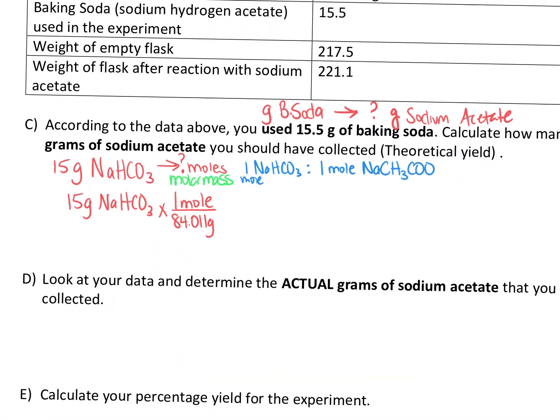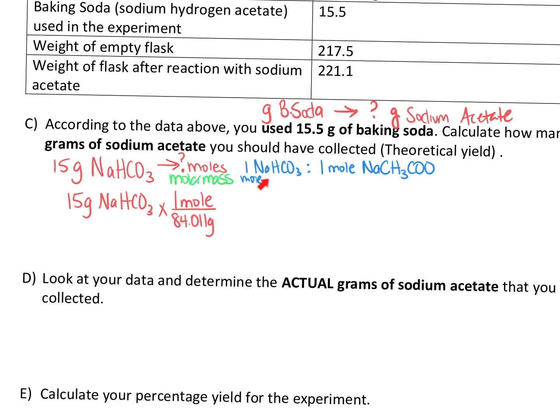Again, because my balanced reaction only tells me how many moles react and how many moles get made, I need to take my 15 grams and get that into moles, so that I know how many moles of baking soda I used in my chemical reaction. According to my calculation, I used 0.1786 moles of baking soda here. Now remember the balanced reaction told me that 1 mole of baking soda is going to make 1 mole of sodium acetate.